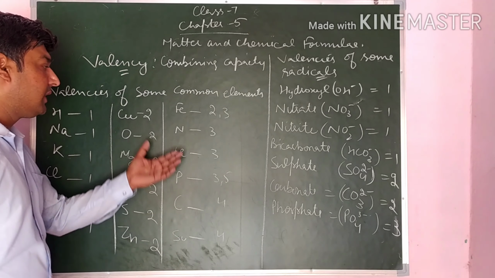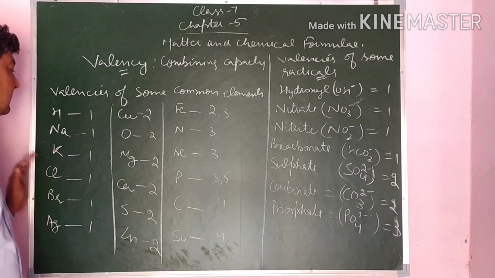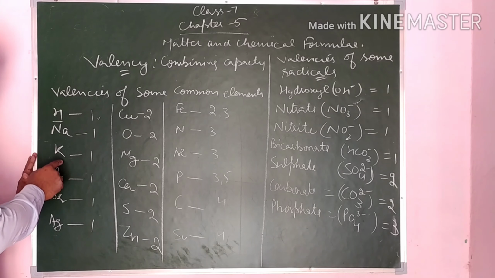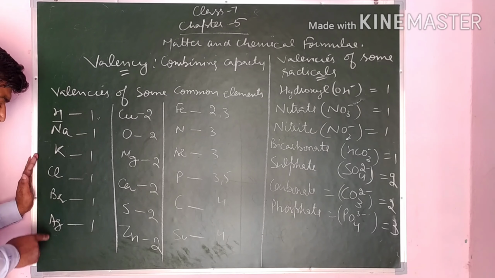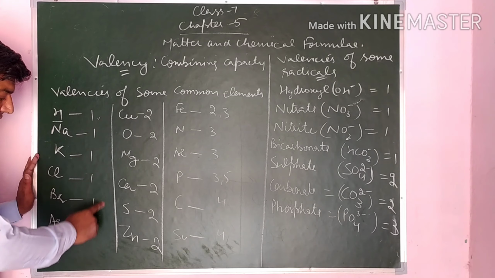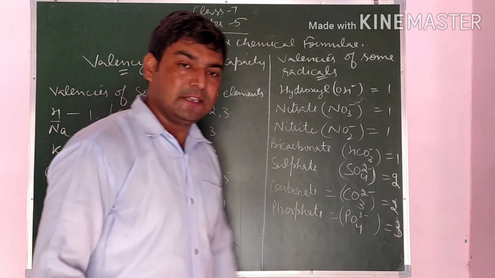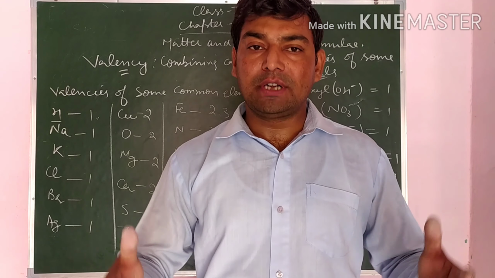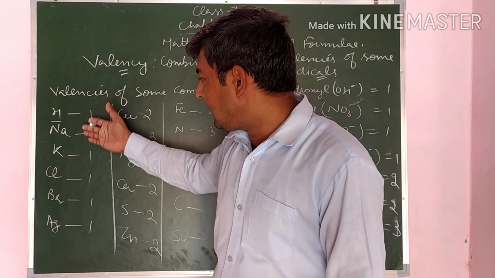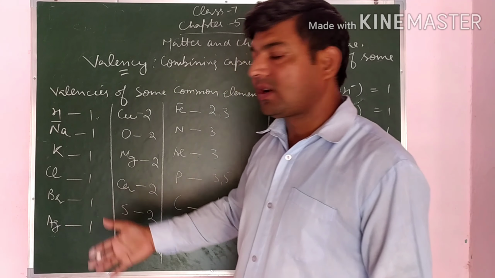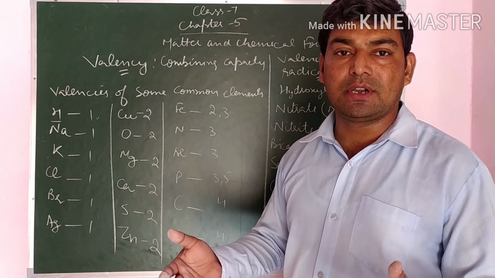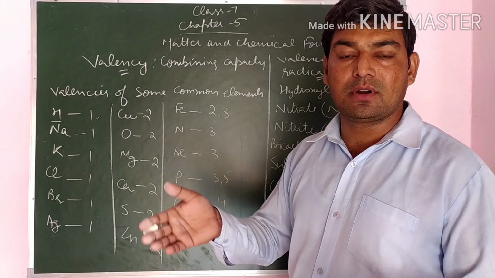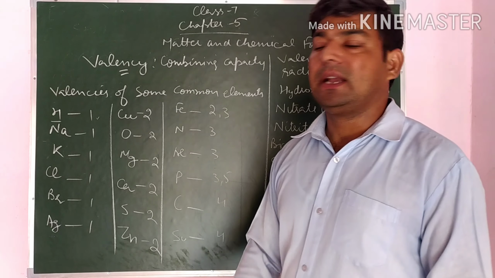So students, I have written the valencies of some elements. Hydrogen, its valency is 1. Sodium's valency is 1. Potassium, chlorine, bromine and silver all have valency 1. What is valency? Combining capacity. How do they combine? They combine when they give or take electrons. So it means these atoms can give or take one electron. So they can combine by sharing, giving or taking electrons.